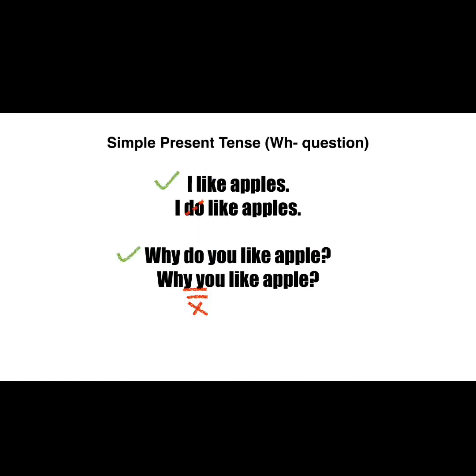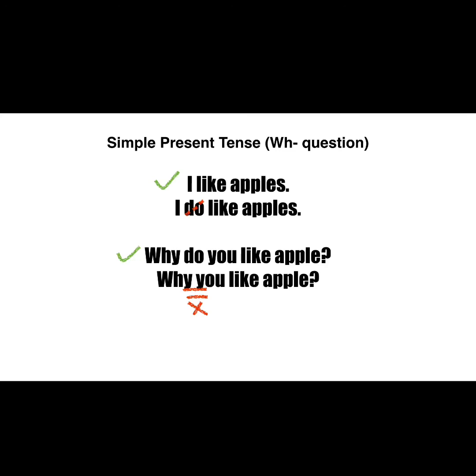One reminder in making WH questions in simple present tense. In a positive statement in simple present tense, normally we don't add do, the auxiliary verb, in the sentence. Normally, we'll just have the subject, the verb, and then the object, such as I like apples. Unless you want to emphasize that you really, really like apples, then you will add I do like apples.